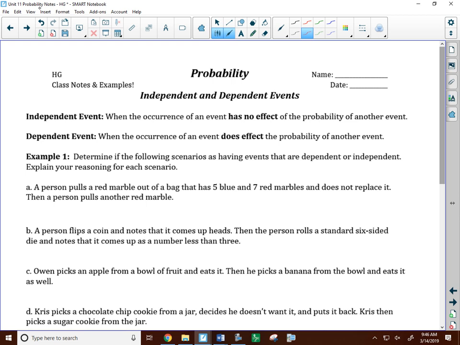Independent and dependent events. It's kind of like what it sounds. Independent events have no effect on each other. So we generally say A and B. If A and B are independent, they have no effect on each other: one occurring doesn't affect the other occurrence. Dependent events though do. The occurrence of one of the events does affect the other.